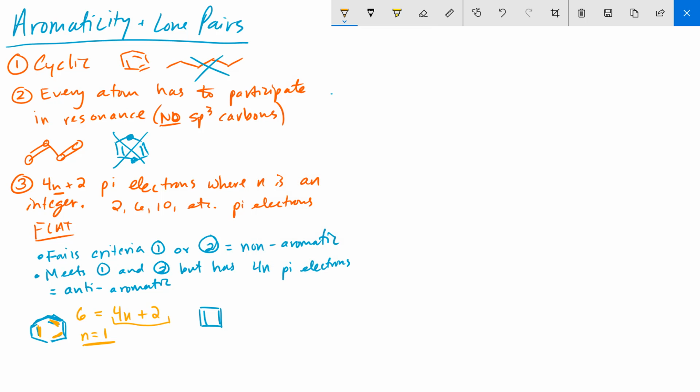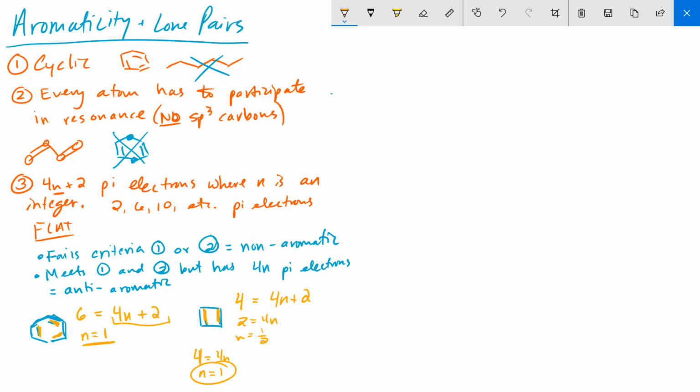But how many pi electrons does it have? It has 4 pi electrons. And if we try and solve that for the aromatic equation, 4n plus 2, you can see that we get 2 equals 4n, n equals 1/2. Well, 1/2 isn't an integer. An integer is any whole number. So that's not true. But if we try and solve it for the anti-aromatic equation, we get an integer, n equals 1. That means that this molecule is anti-aromatic.